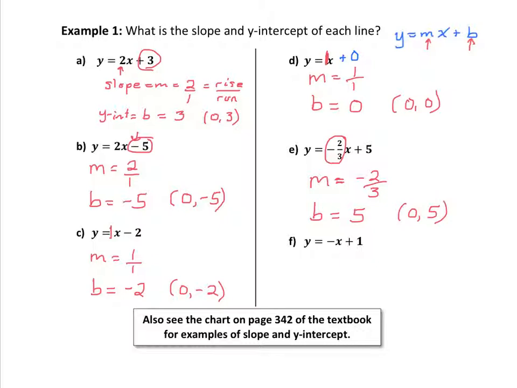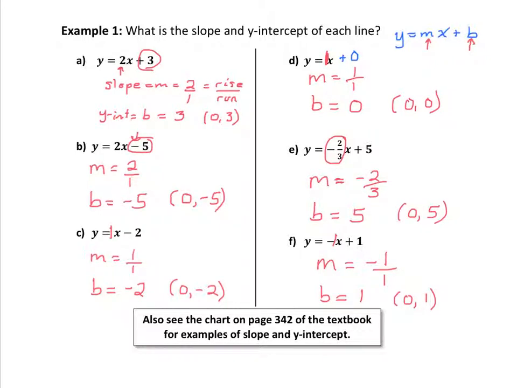In the last example here, F, we have negative x, which we say is negative 1x, so our slope is going to be negative 1 over positive 1 for rise over run, and our b value, or our y-intercept, is equal to positive 1, so the coordinates of the y-intercept are at (0, 1). You can also refer to page 342 of the McGraw-Hill Ryerson textbook for examples of slope and y-intercept and identifying them from the equations.